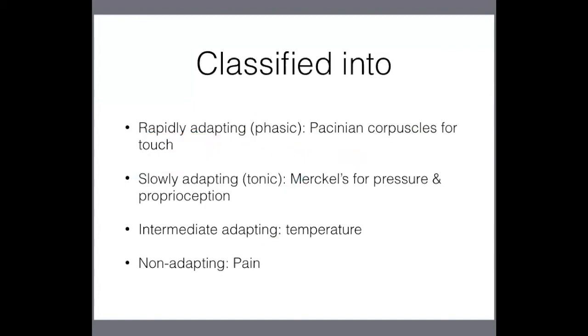Second, slow adapting. Slow adapting is pressure and proprioception. So pressure and proprioception take a bit of time for you to get used to. It's tonic. For example, if you sit down, at first you'll feel that you're sitting down and which direction your knees are pointing in. Actually, you'll forget. So it takes a bit more time than touch.